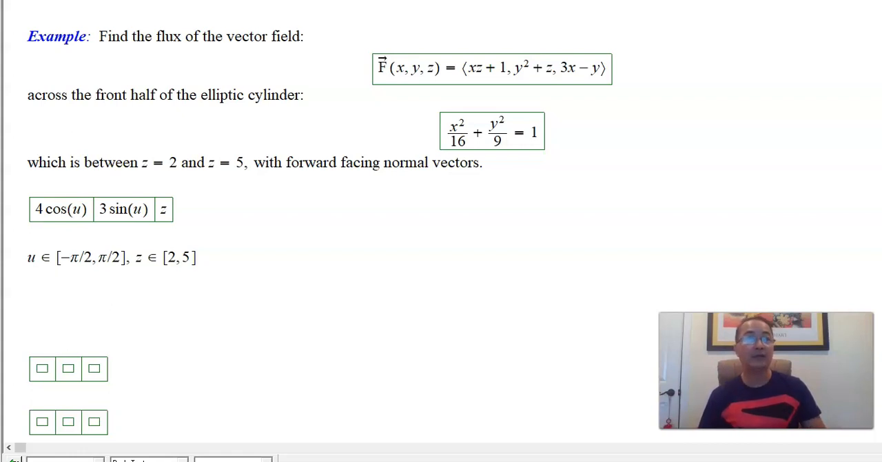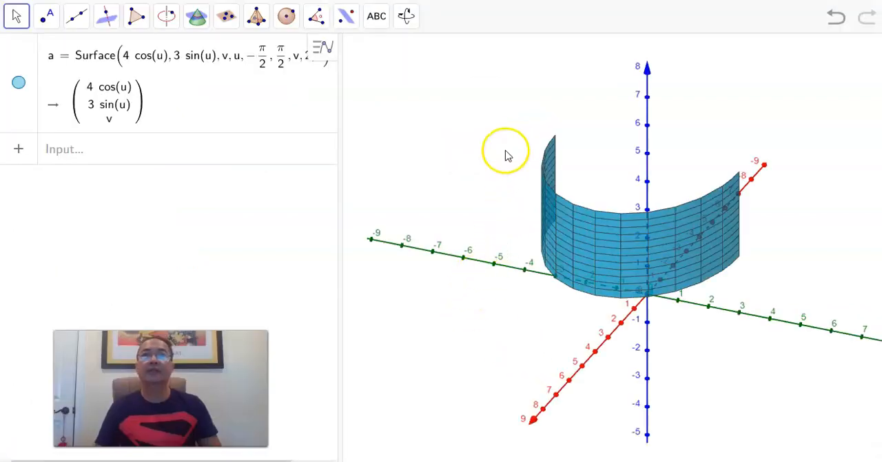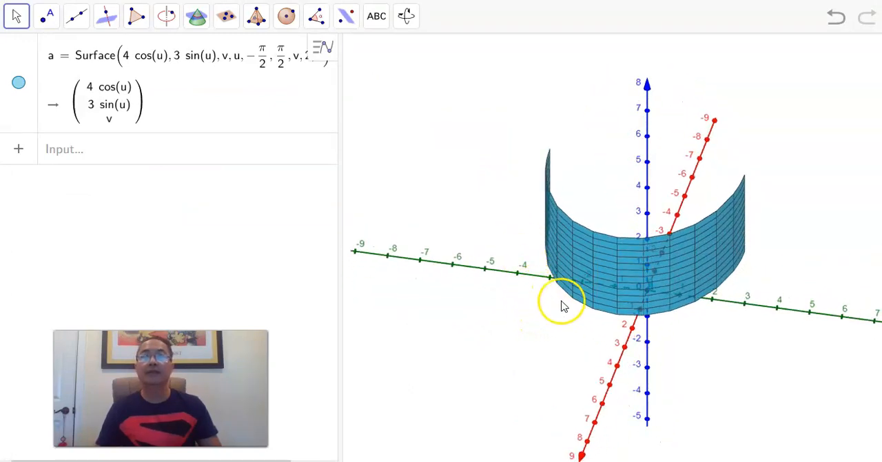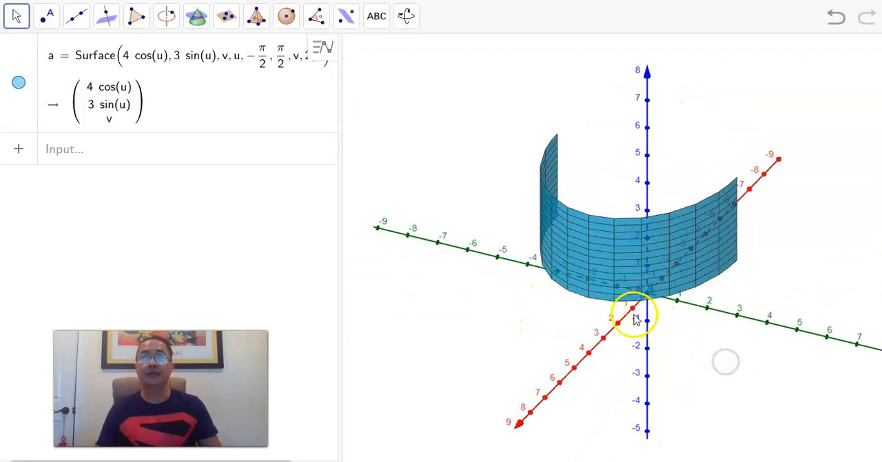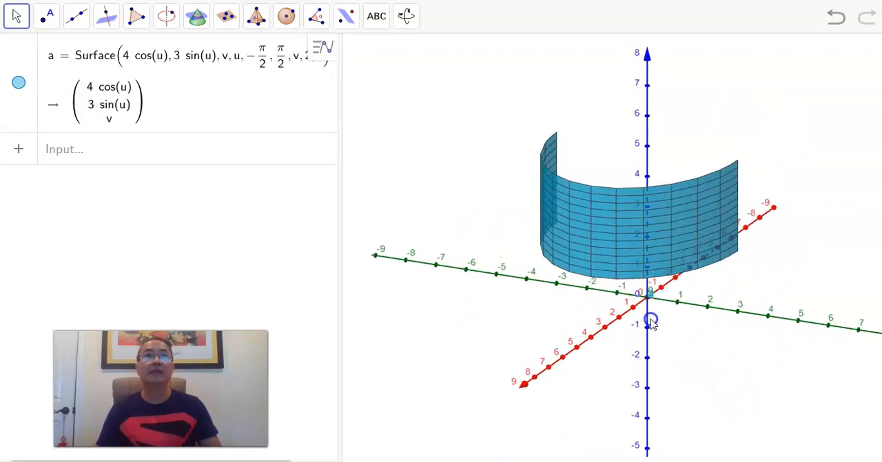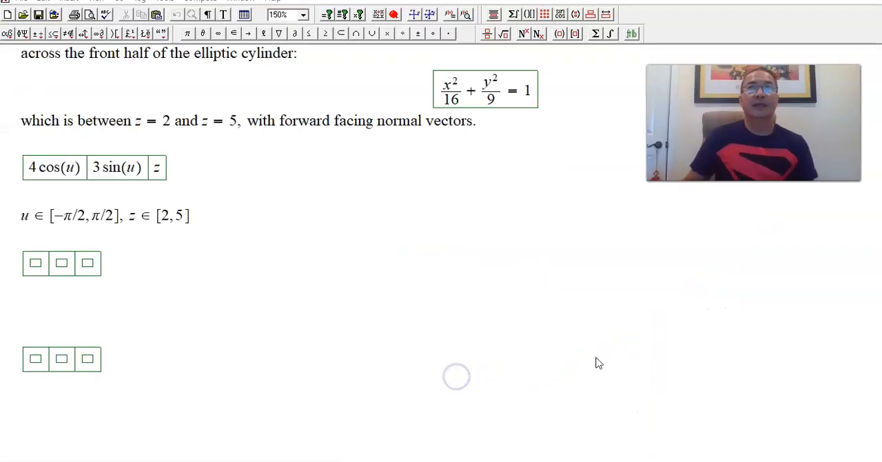Let's go to GeoGebra and see if we are right. Okay, looks like we got it. So here is our cylinder. We only take the front half. Here's our positive x-axis. We're going from negative y something to positive y something. And z is only going between 2 and 5.